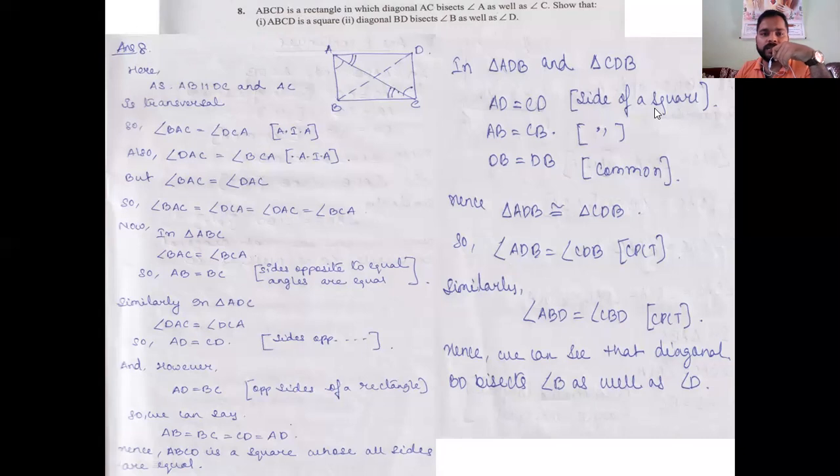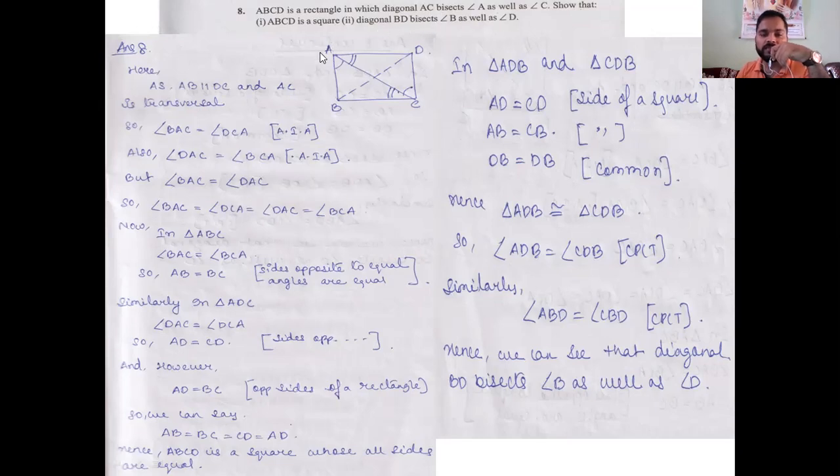It is given here, ABCD is a rectangle in which diagonal AC bisects angle A as well as angle C. If you recall this word bisects, it means it divides the angle into two equal halves. So the diagonal AC bisects angle A as well as angle C. Show that ABCD is a square, and secondly, BD bisects angle B as well as angle D.